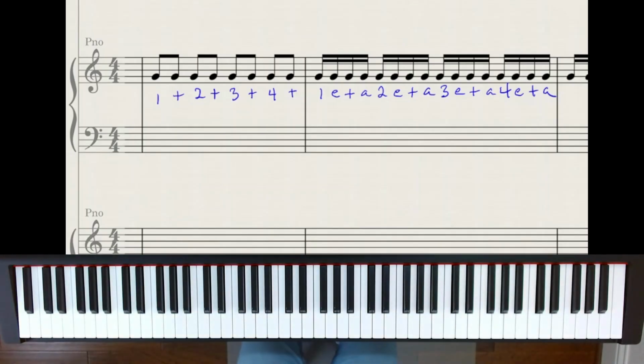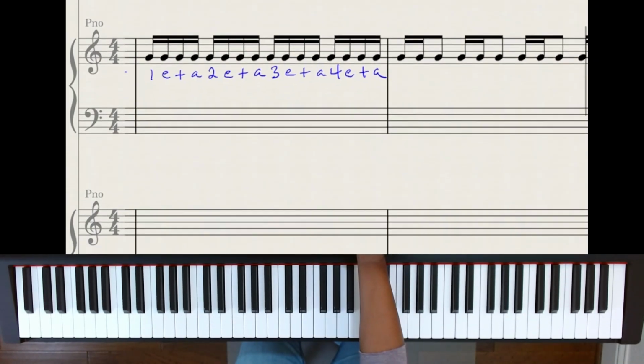Here we have one measure of 8th notes and one measure of 16th notes. The goal here is to play each group of 8th notes within one count and each group of 16th notes within one count. So this example will sound like this. 1 and 2 and 3 and 4 and, 1 E and 2 E and 3 E and 4 E and.